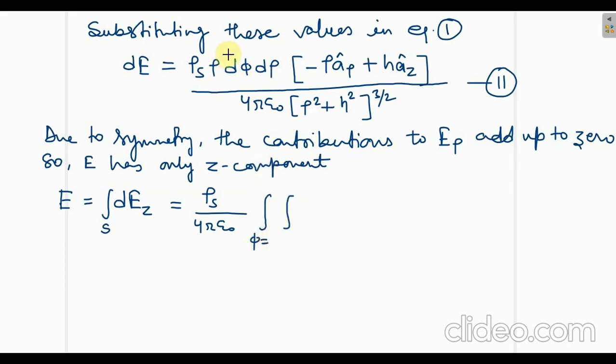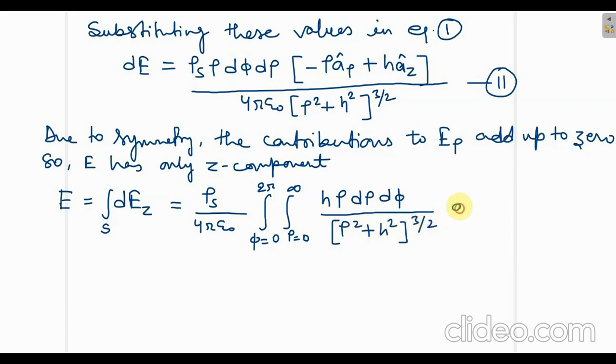One is for this d phi, so phi will be varying from 0 to 2 pi, and this rho will vary from 0 to infinity. This is the range of values we have already discussed. So now we will write the values of h rho d phi upon rho square plus h square to the power 3 by 2. And the most important thing, it is along az.